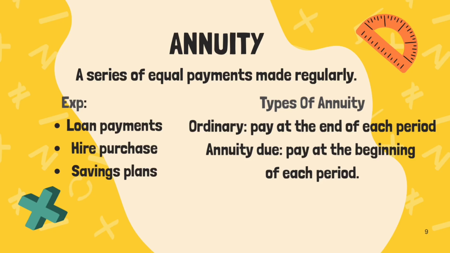Hi, I am Azizia, and now I'm going to talk about annuity. Annuity is a series of equal payments made regularly, for example, loan payments, hire purchase, and saving plans. There are two types of annuity. First, ordinary annuity, paid at the end of each period. For annuity due, payment is made at the beginning of each period.